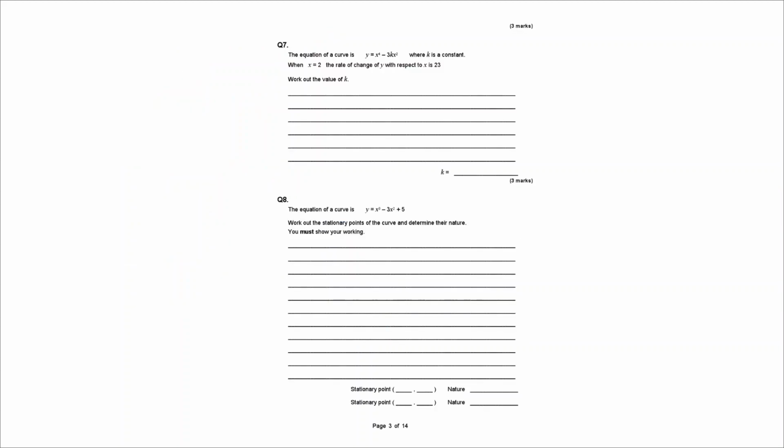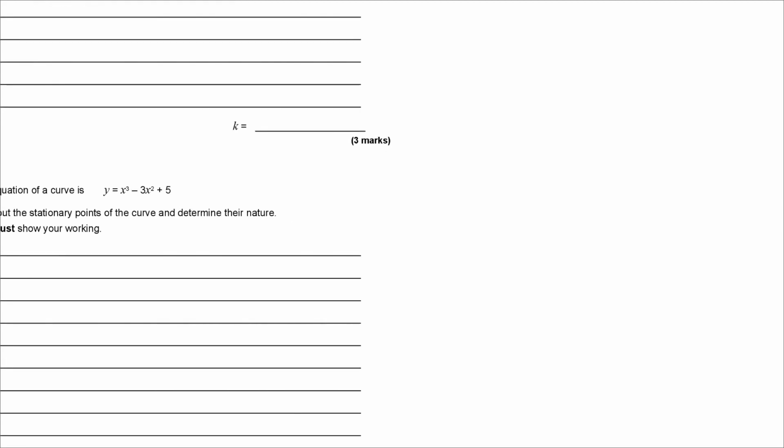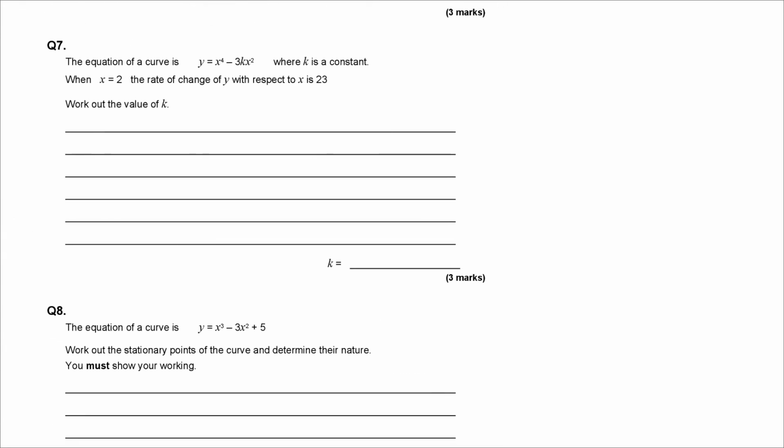Good. Question number 7 is the following. Let's have a look. Looks like a nice one. And we've got this. The equation of a curve is given by this, where k is a number, that's what a constant means. When x is 2, the rate of change, and the rate of change we know is dy by dx, is 23. What it is saying is the rate of change when x is equal to 2 is equal to 23. That's what this means.